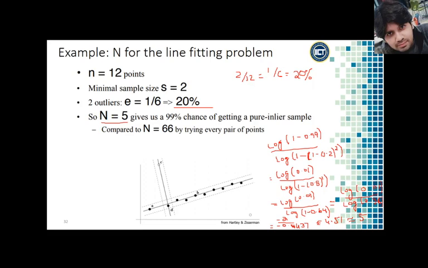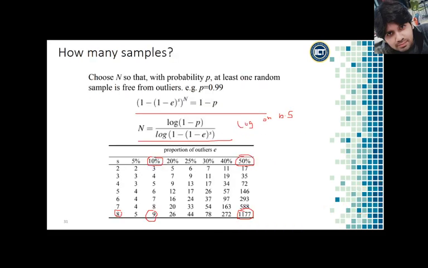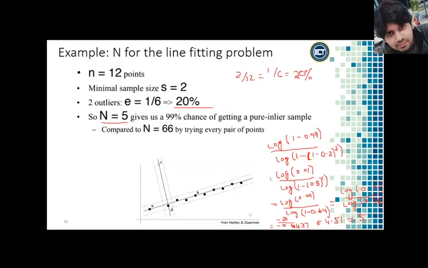Now in this case, you can see that the proportion of outliers is 20%, and s equals 2, and with respect to 0.99 probability we approximately get n equals 5, and this is what we get. So it means that this formula works in this case.